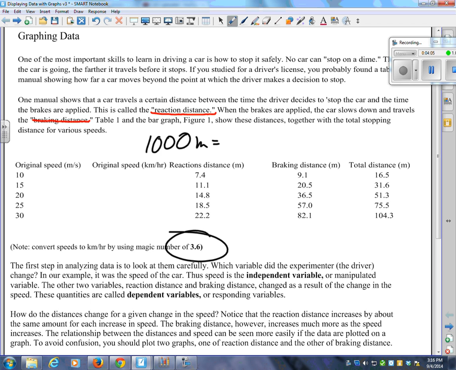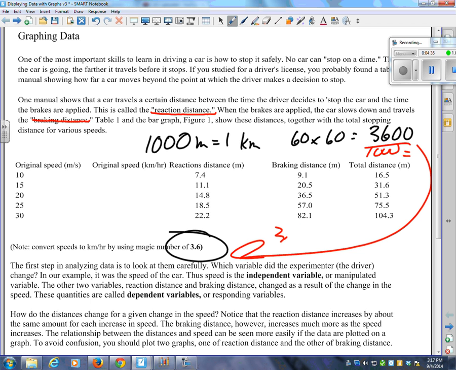I'll give you a hint. 1,000 meters in a kilometer. How many seconds in an hour? 60 seconds in a minute. 60 minutes in an hour. What's 60 times 60? 3,600. If you take 3,600 and you divide by 1,000 meters in a kilometer, you get 3.6, the magic number. So it's not magic, it's math.